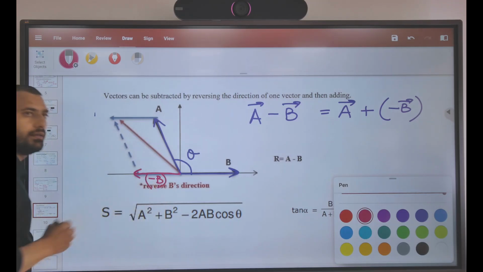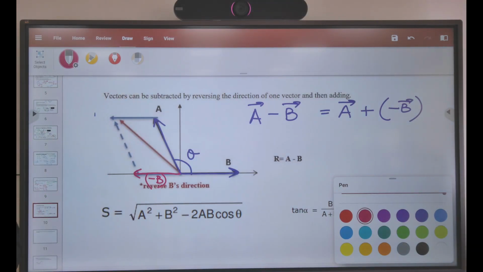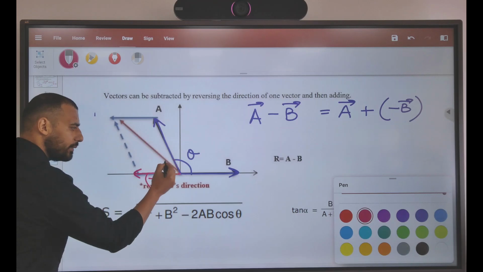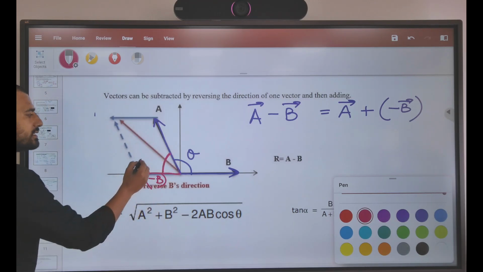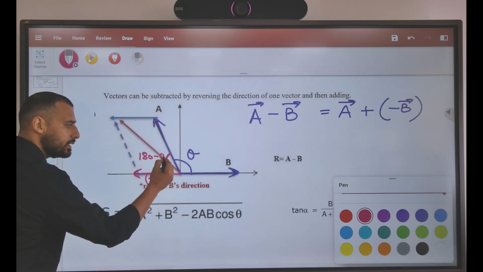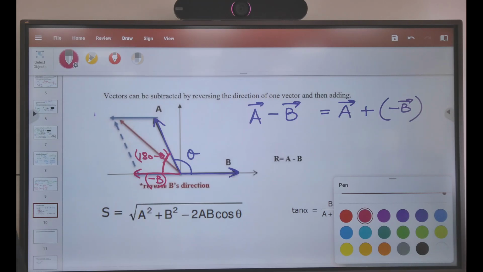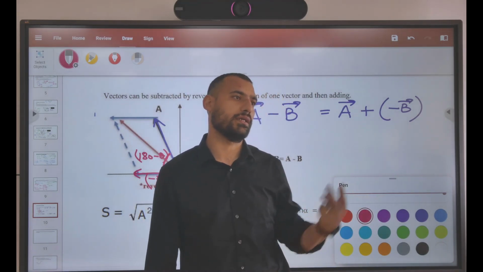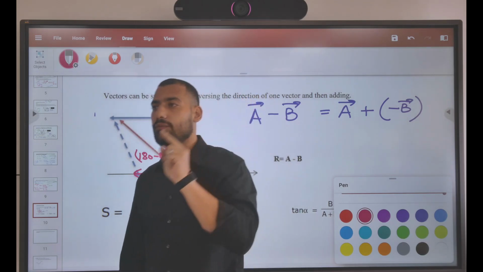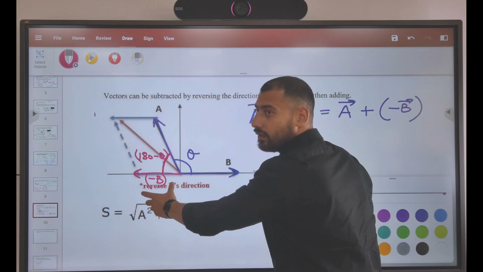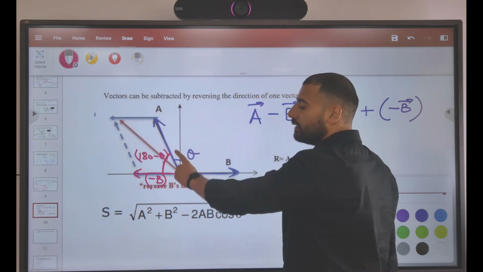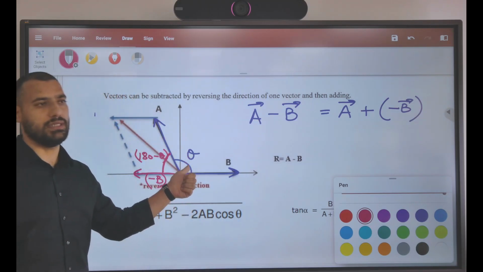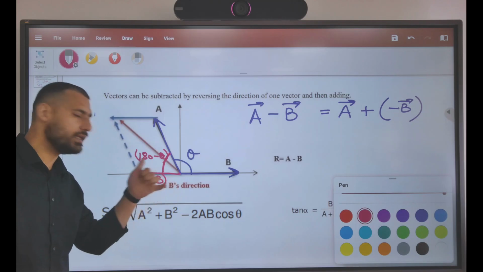Now we'll do the same thing that we have done in addition. We will add to A the negative of B. So the angle this time is not theta. Understand, the angle here is 180 minus theta. Initially in the previous concept of addition, you were adding two vectors A and B. Today you are not adding A and B, you are adding A and negative B. So the angle has to be between A and negative B itself. The original angle that was given was theta, but the angle between A and negative B is 180 minus theta.